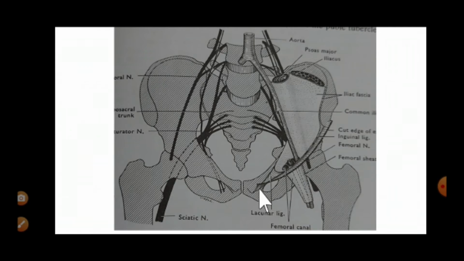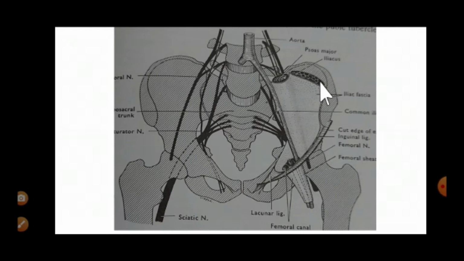So in this diagram what we see is the inguinal ligament, which is extending from the anterior superior iliac spine to the pubic tubercle. From the posterior surface of this we can see there's an extension, and that extension goes on to the pecten pubis and forms the lacunar ligament. So this triangular ligament here is the lacunar ligament. We can see the nerves and the vessels going out from this region into the thigh.